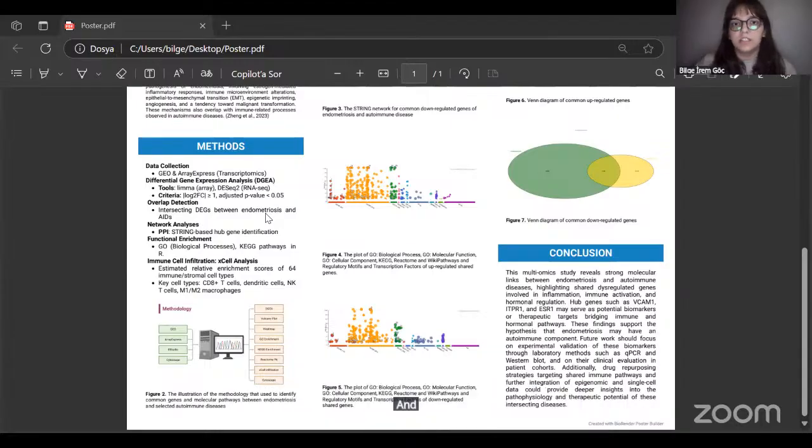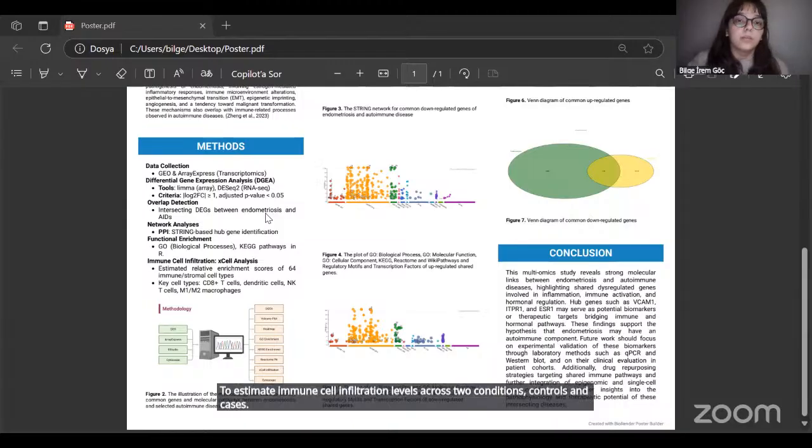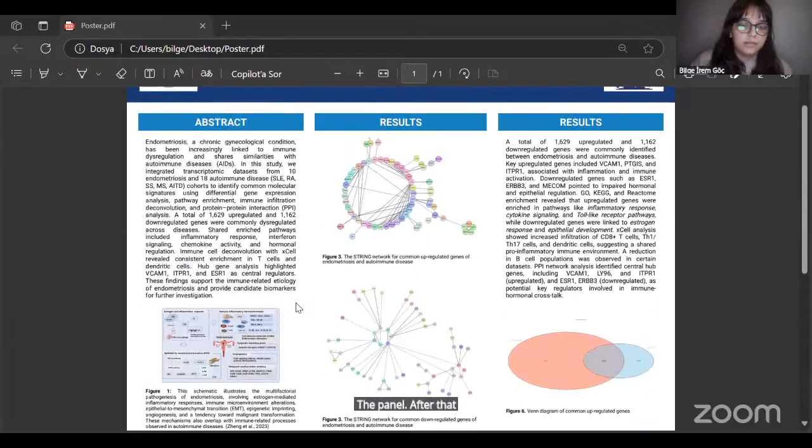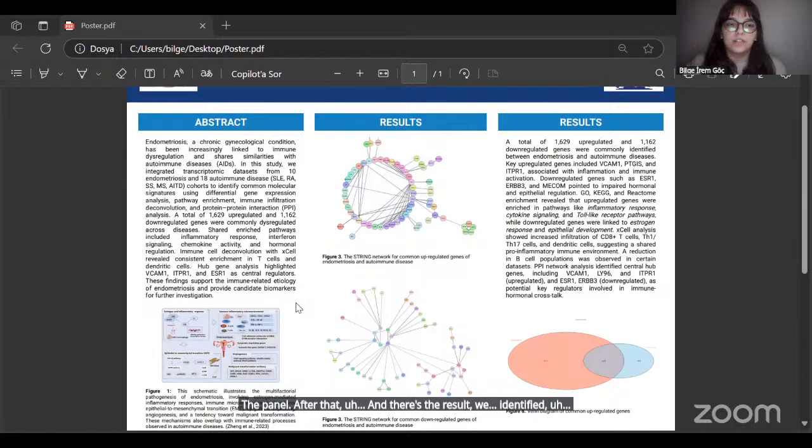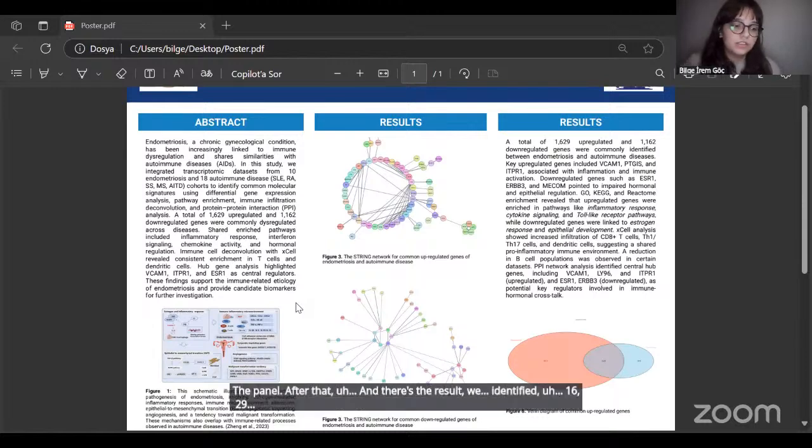And last, xCell infiltration analysis was done using RStudio again to estimate immune cell infiltration levels across the conditions, controls and cases. After that, in the results, we identified 1629 commonly upregulated genes and 1162 downregulated genes shared between these both diseases.